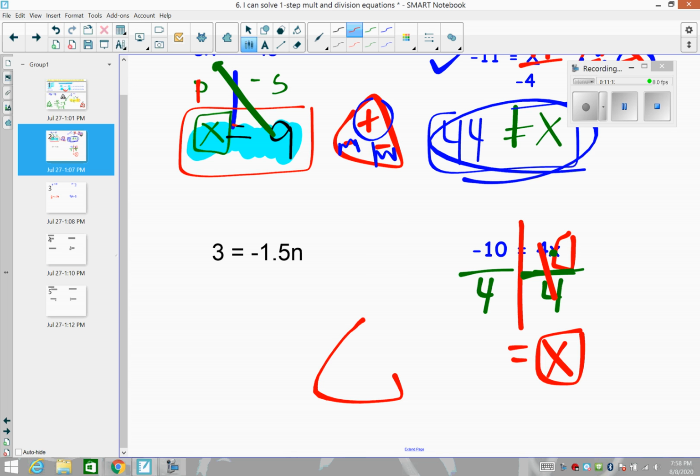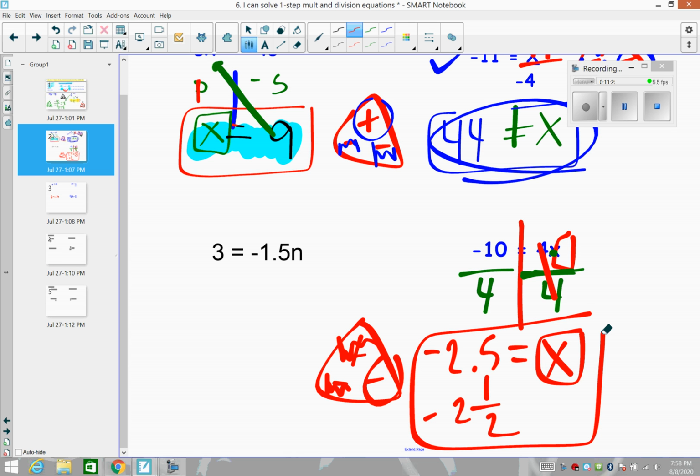And on the other side, we have a -10, and we have a +4 that results in a -2.5, or a mixed number -2.5, however you're looking at it. So we believe that the value of x is equal to -2.5.